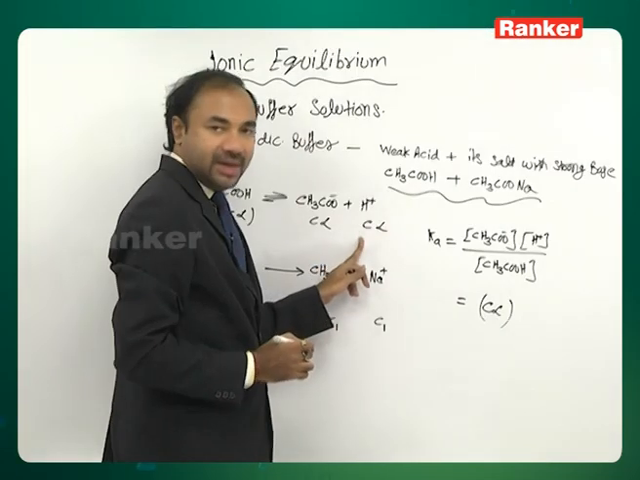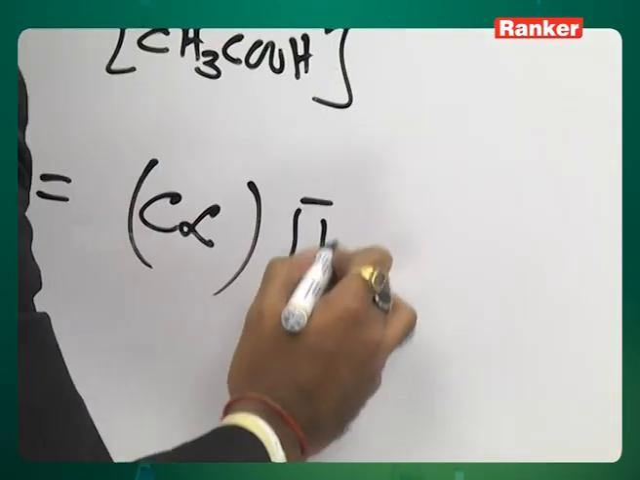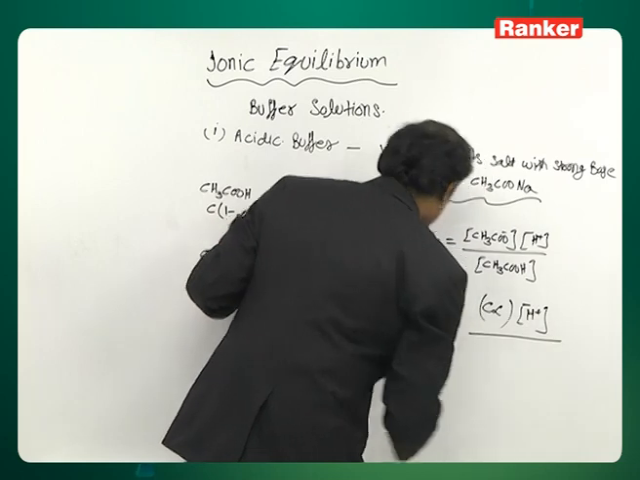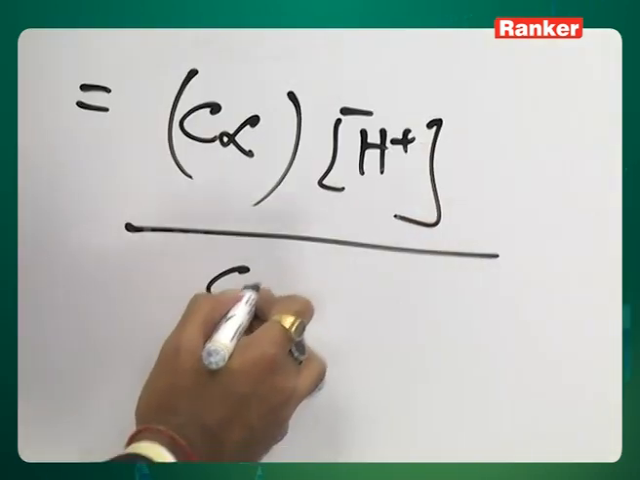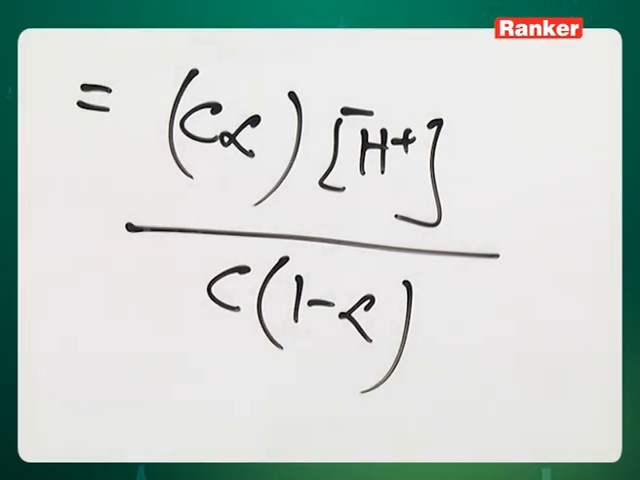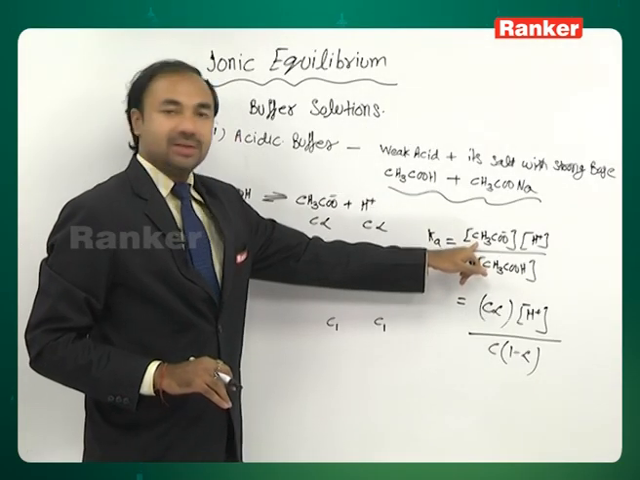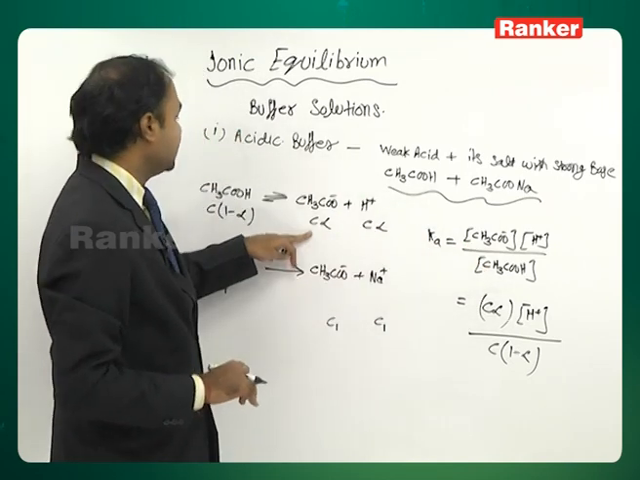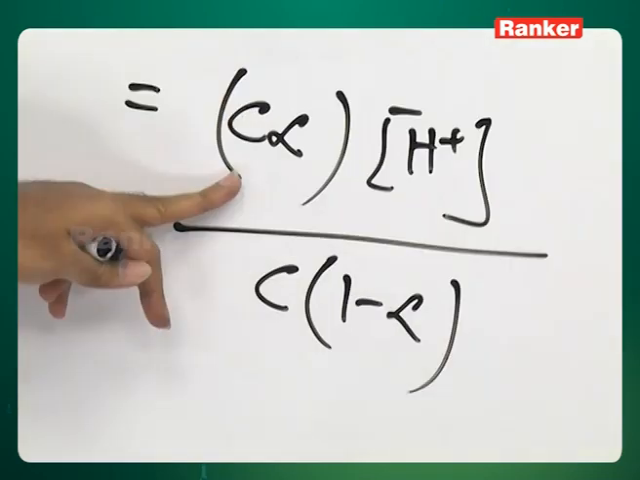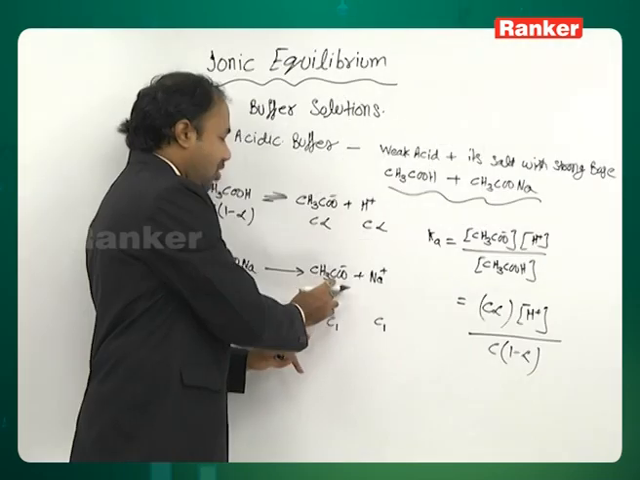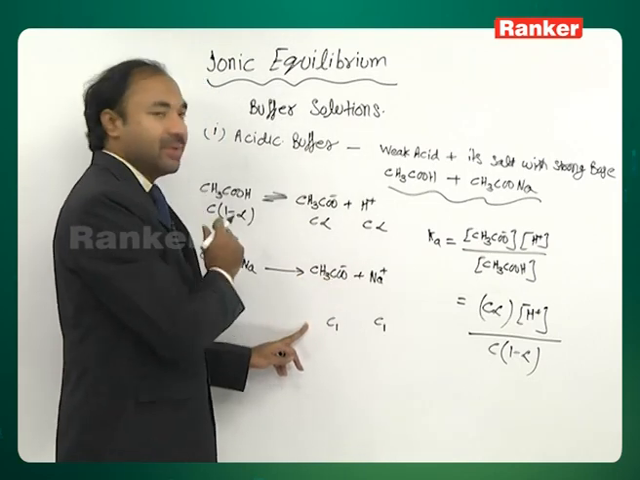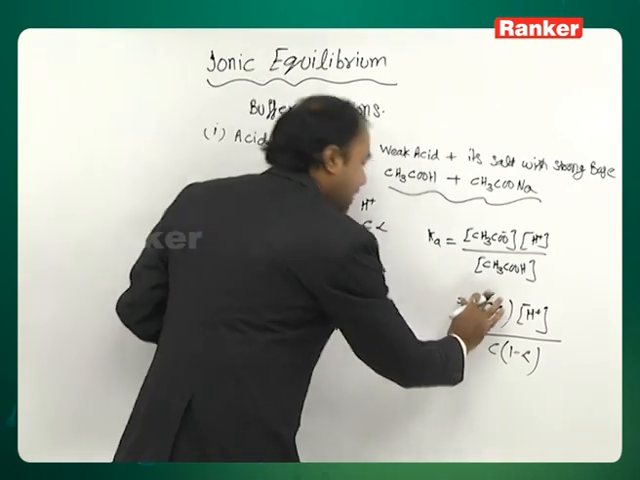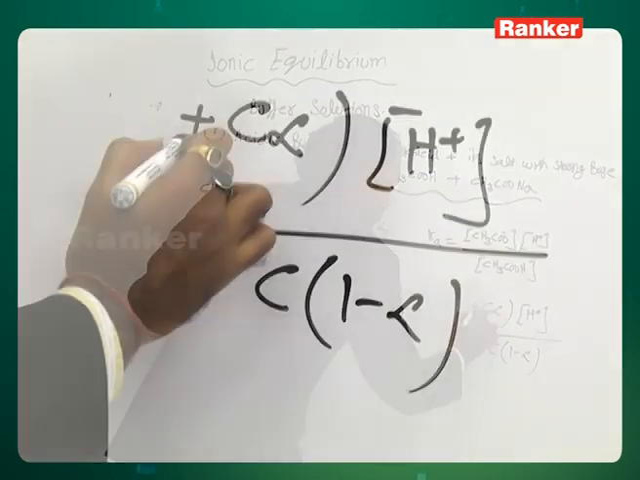Right. Now we substitute the values and concentration of acetate ion will be C alpha into concentration of H plus ion. We write it like this only. This is concentration of H plus ion upon concentration of acetic acid, which is C into 1 minus alpha. Now again see same thing. In this case, concentration of acetate ion again will be total concentration present in the solution, which will be C alpha coming from acetic acid, which we already wrote. But one more concentration of acetate ion comes by dissociation of sodium acetate, which is C1. So this will have to be added here. So the total concentration of acetate ion in this solution will become C alpha plus C1, like this.